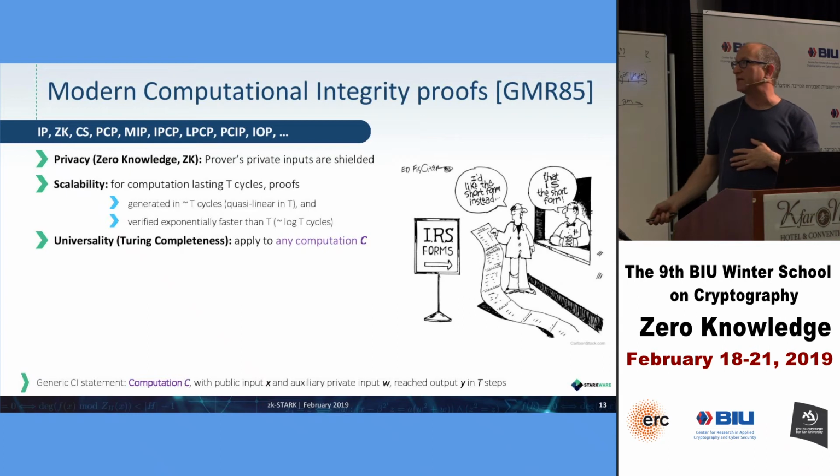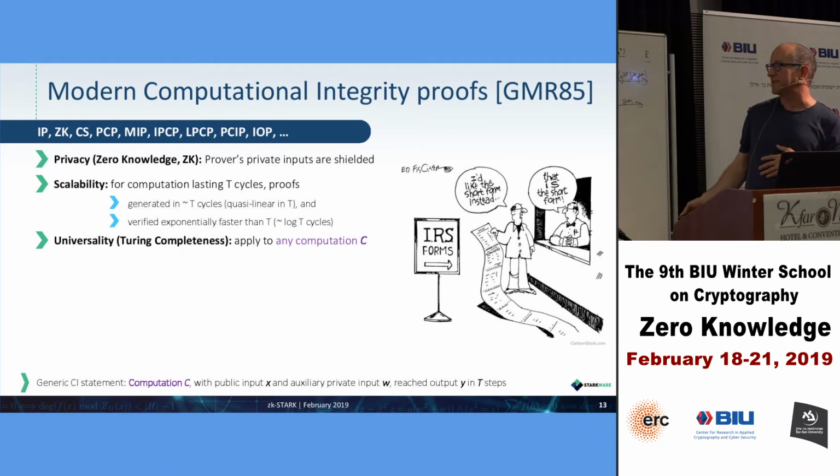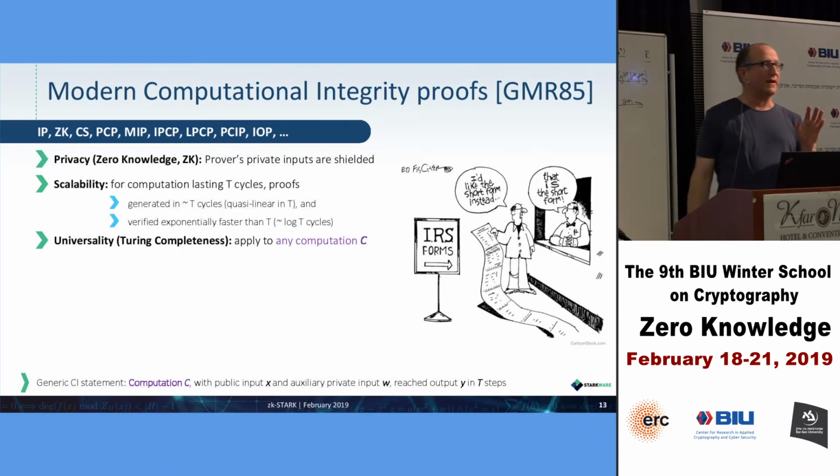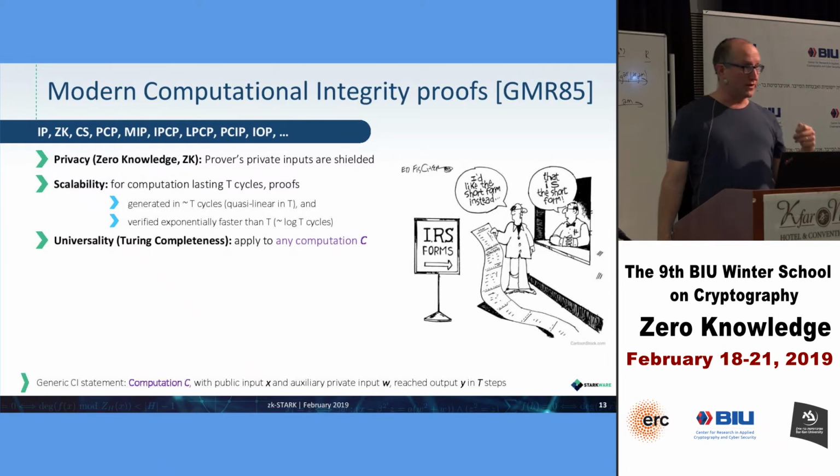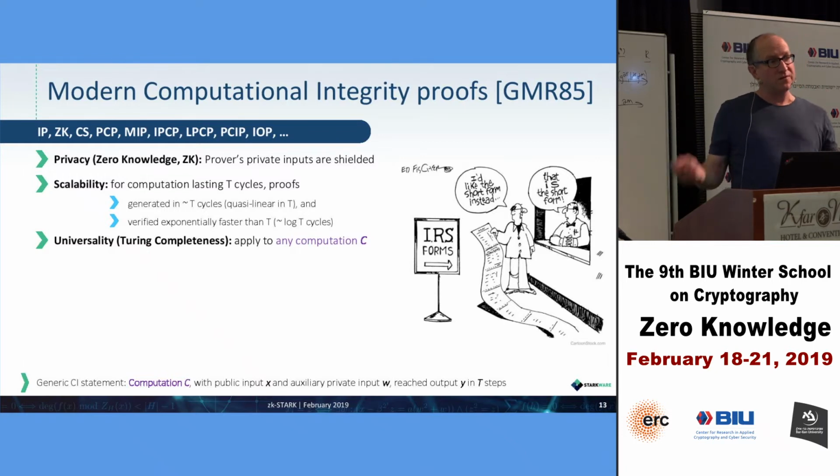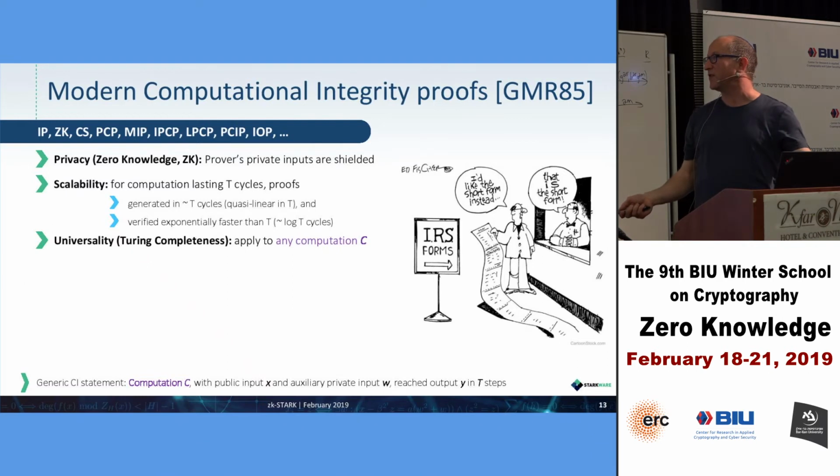Universality, or Turing completeness, means that they apply to any computation C. I should qualify that and actually say that the most you can hope for with these proofs is to apply to any language in non-deterministic exponential time, or in NEXP. Okay, so that's the definition for us for any reasonable computation C.